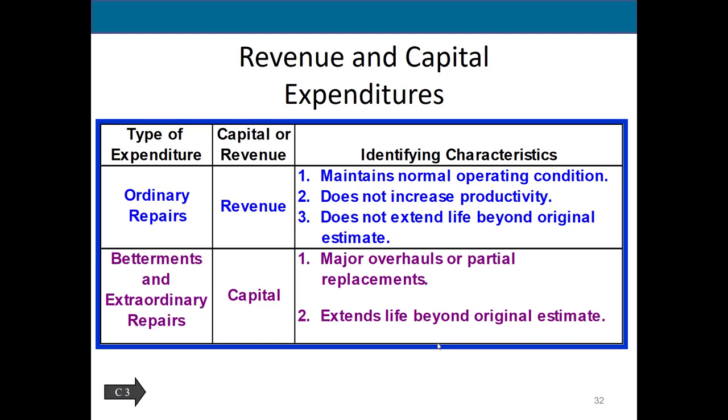Betterments and extraordinary repairs are different. Number one, we have to depreciate those things. We've got to put them on the balance sheet and figure out a class life and depreciate it over time. What types of things are we talking about? Major overhauls or partial replacements. Extends life beyond the original estimate.